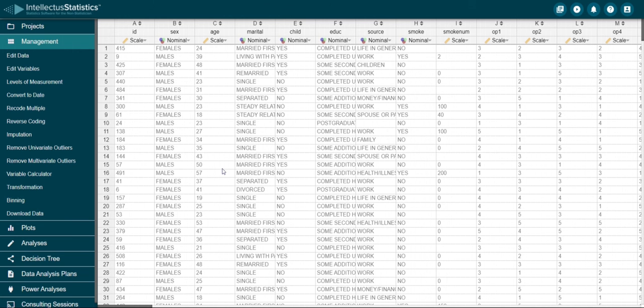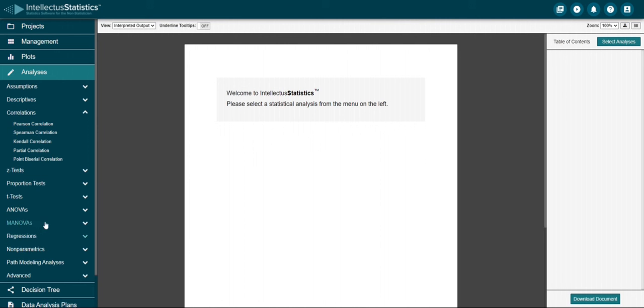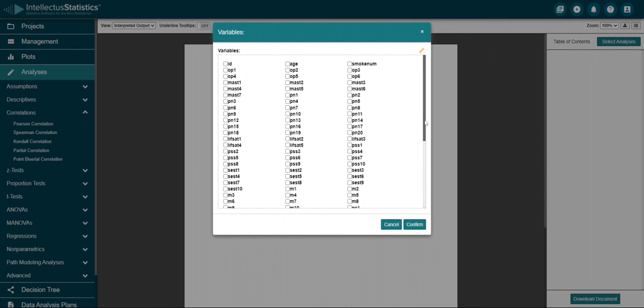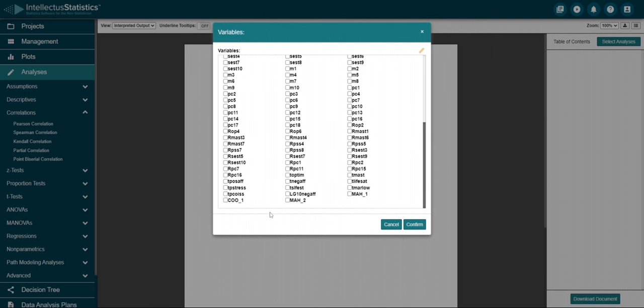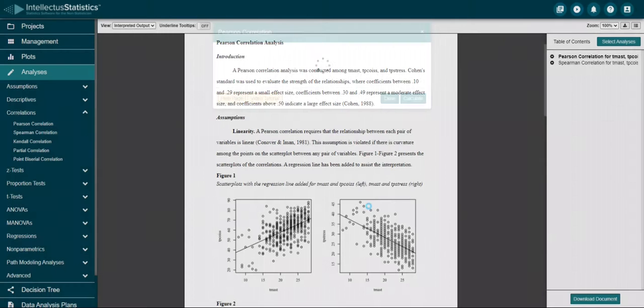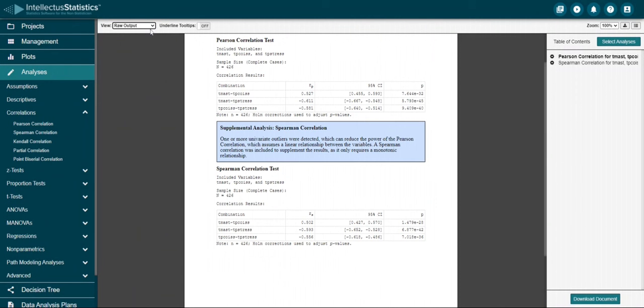So in order to check these two assumptions, we're going to go ahead and do a Pearson correlation among our three variables. We've got our two predictor variables, which are total mastery and total control, and we're going to use those to predict this measure of total stress. And so we want to see the relationships of those variables. We're going to go ahead and calculate that, and we're going to look at the raw output here.